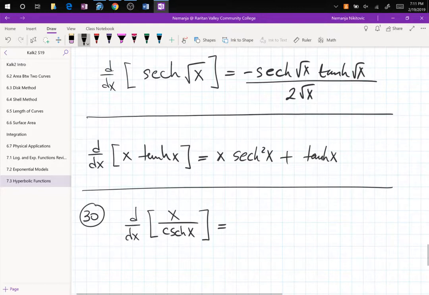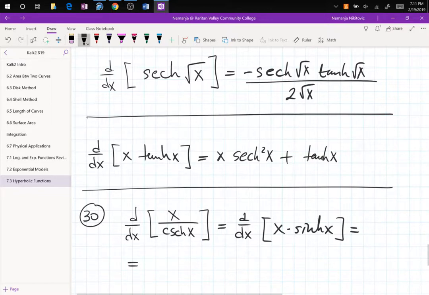So what do we do? Quotient rule. Why? I did quotient rule. What do we do? That's it. X times sine hyperbolic x, and then we just do the product rule.